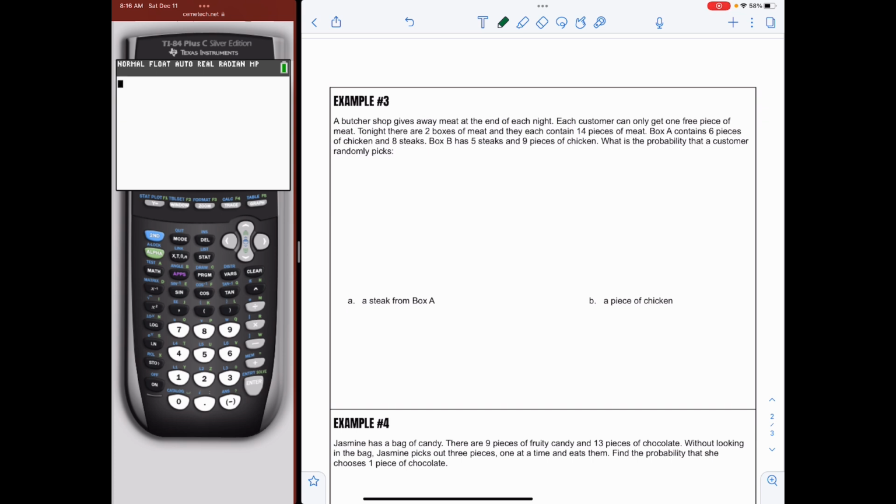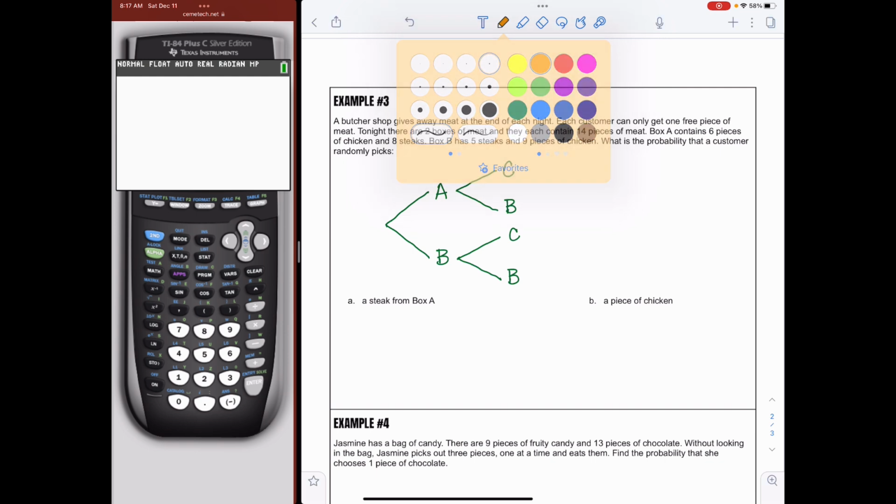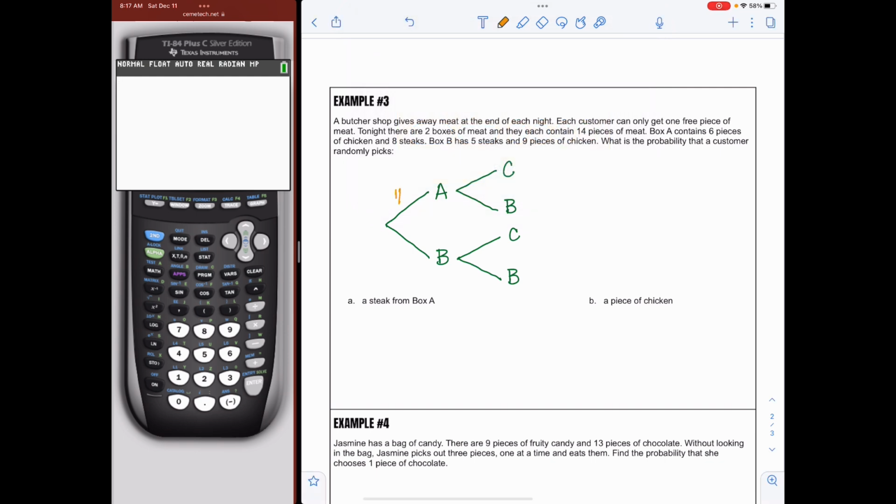So to write this, I'm going to do a tree diagram. So we have 2 boxes. We can either have box A or we can have box B. Each box is going to contain chicken or beef. All right. So customers are going to randomly pick which box they want to get their free piece of meat out of. So the probability that they're going to pick A is going to be 1 out of 2, for A and B.